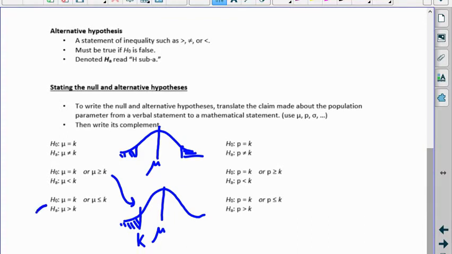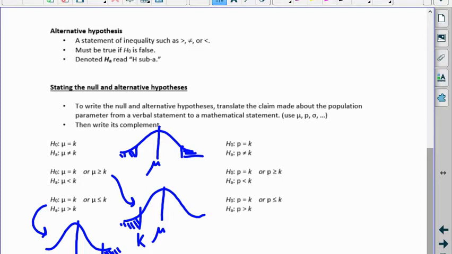Last one here, it would be looking like this. What's in the middle? The population value is always in the middle. This one is wondering if you got a k value over here, do you have enough evidence that it's unusually high? Okay, so that's basically what they're testing.